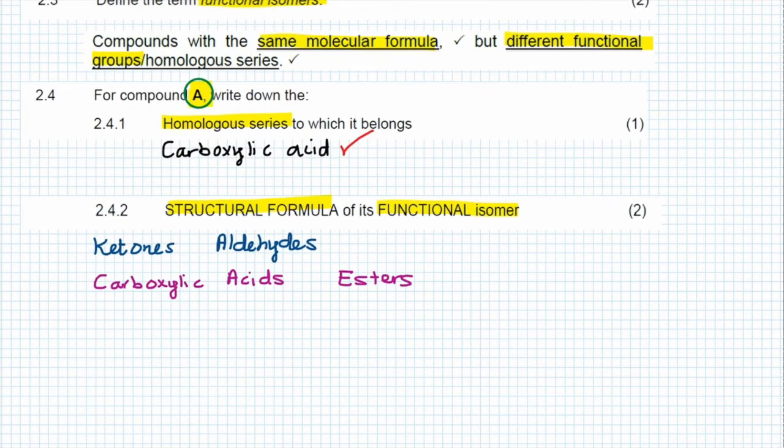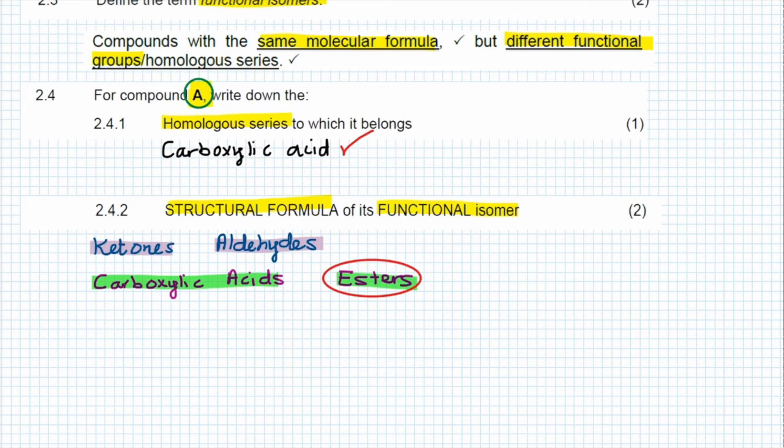For this section, it is very helpful to remember that ketones tend to form functional isomers of aldehydes and vice versa, while carboxylic acids tend to be the functional isomers of esters and vice versa. So since compound A is a carboxylic acid, we know that we would like to draw an ester that contains the same types of atoms and number of each type of atoms.